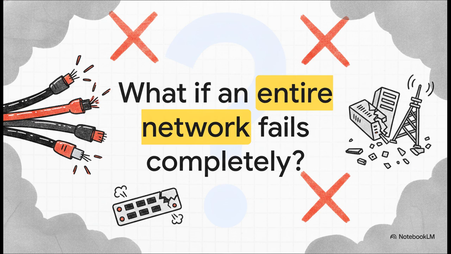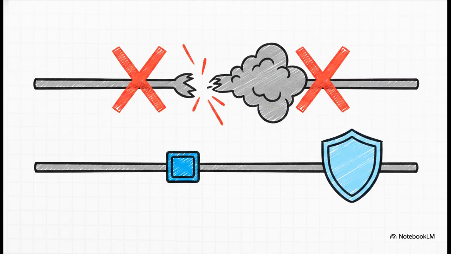Let's pause for a second here. We've talked about a pinched cable, but before I tell you the answer, what do you think happens if an entire network, let's say all of network A, its cables, its switches, the whole shebang, fails all at once? The answer is absolutely nothing changes.